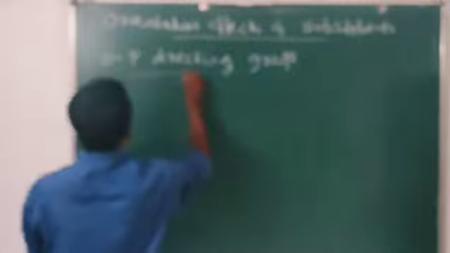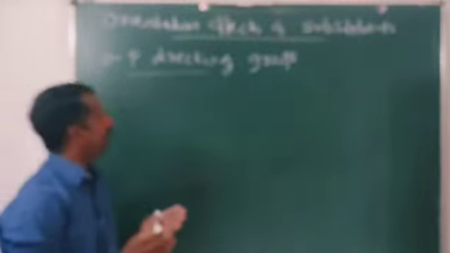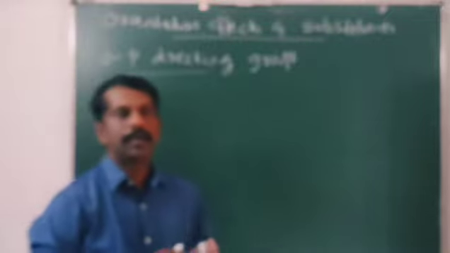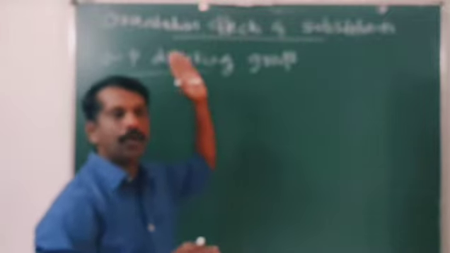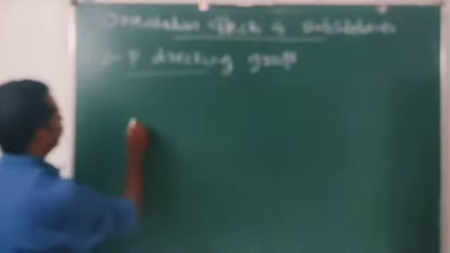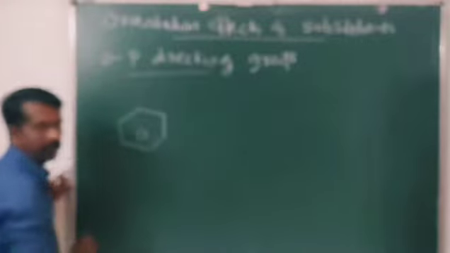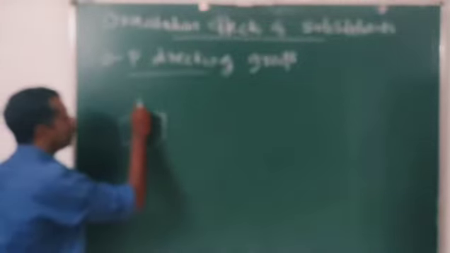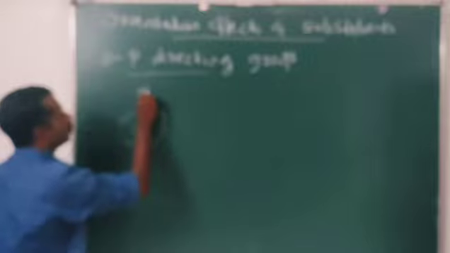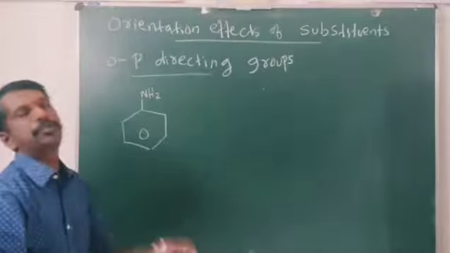Ortho-para directing groups. What do you mean by ortho-para directing groups? So the main heading is orientation effects of substituents. What do you mean by substituent? Suppose this is our benzene. In benzene, if a hydrogen atom is replaced by a NH2 group, okay, this is a substituent. NH2 group is a substituent.